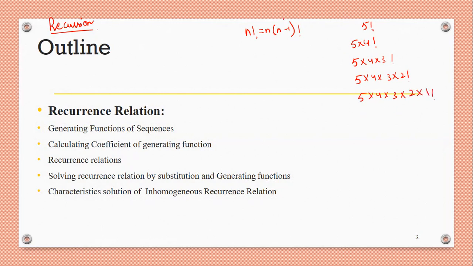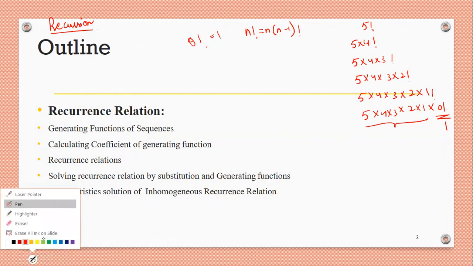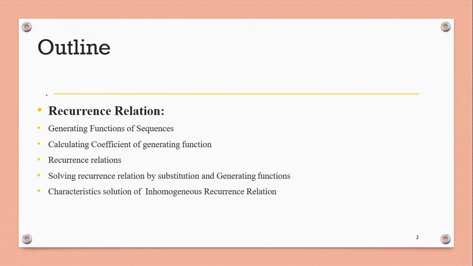And then finally, while we are writing our condition, we write it until 0 factorial is equal to 1. So in that case, we write 5 into 4 into 3 into 2 into 1 into 0 factorial. We know the value of 0 factorial is 1. Then we compute this. So this is the concept of recursion in the case of programming.